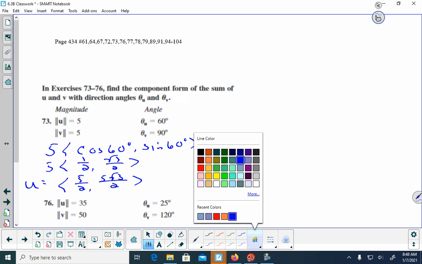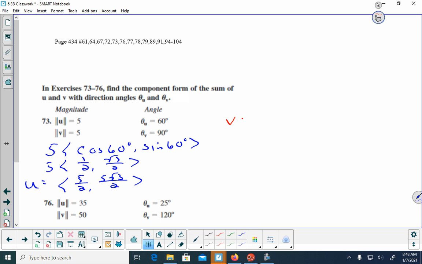Then to do v, I'm going to say v is equal to 5 times the cosine of 90 degrees, sine of 90 degrees. So v is going to equal 5 times, the cosine of 90 degrees is 0, the sine of 90 degrees is 1. So v is going to equal 0, 5.